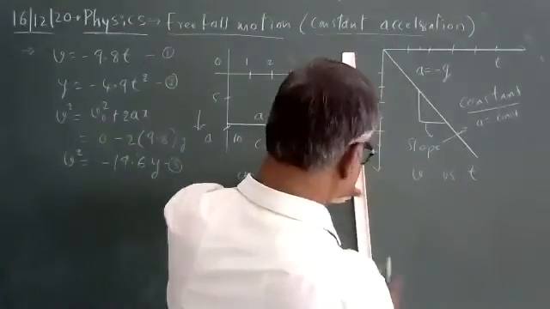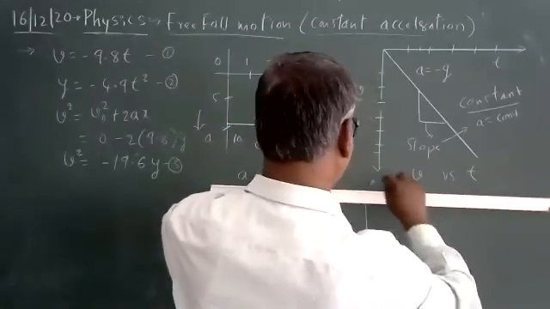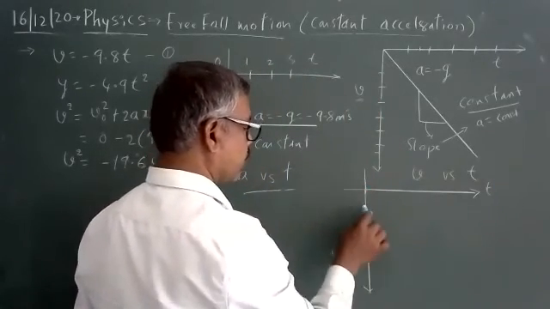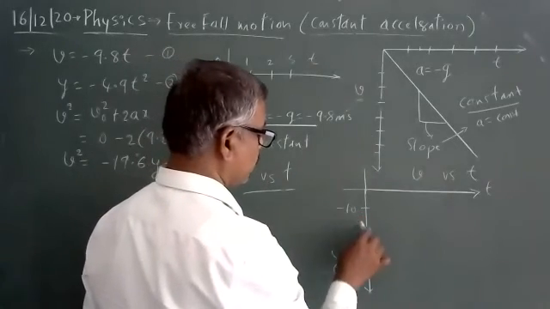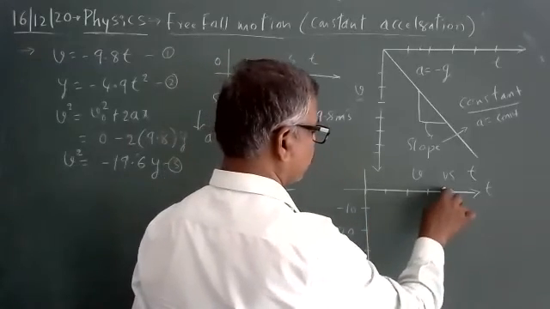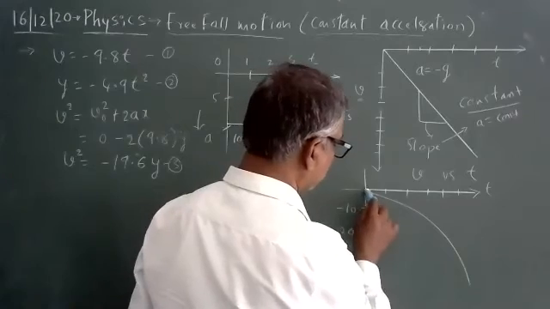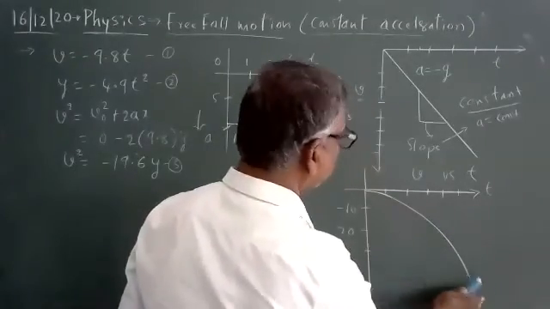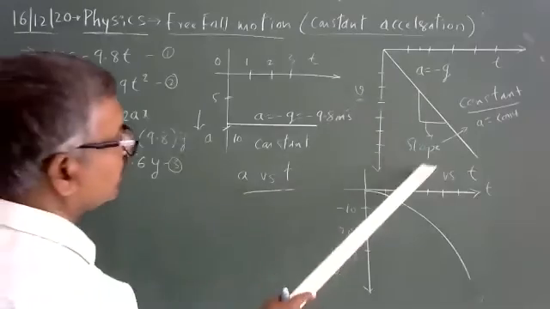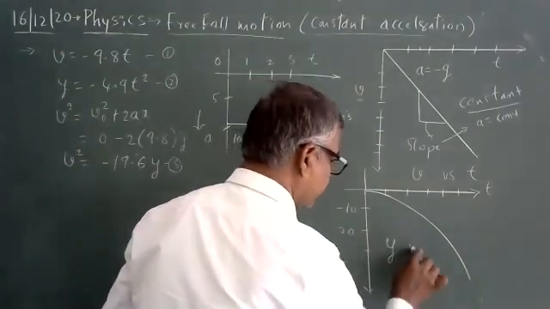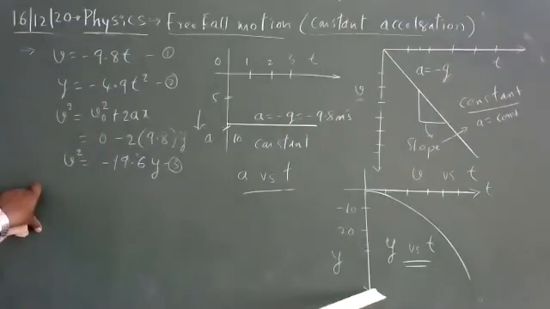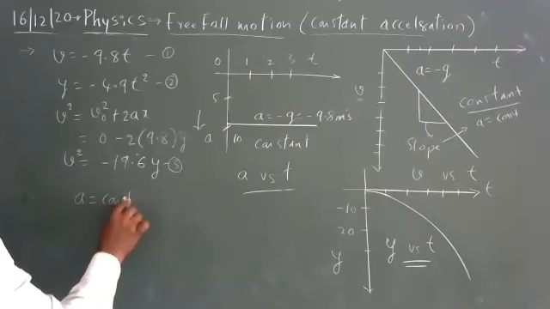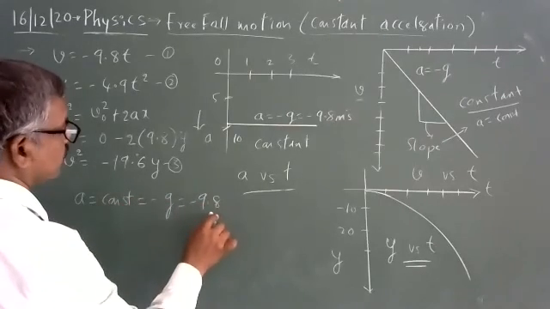The last graph we are interested in is the position time graph. This is again time, and this is y. Here it is positive, here it is negative, with values minus 10, minus 20, and so on, against 1 to 5 seconds. The curve looks like this. So we have the AT graph, the VT graph, and this graph is y versus t. This is the position time graph, this is the velocity time graph, and this is the acceleration time graph for free fall motion, where acceleration is constant, equal to minus g, which is minus 9.8 meters per second square.